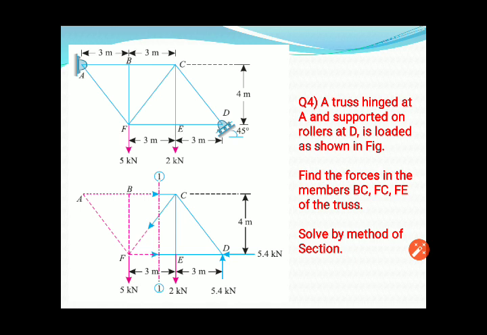Similarly, this is for you only for practice. A truss hinged at A and supported on a roller at B is loaded as shown in the figure. Find the forces in the members BC, FC and FE. So you can pass a section line 1-1 which passes through 3 of the members. You can consider the left or right side of the portion and you can solve. So the first step is common for both methods: you have to find the support reactions. If only a cantilevered truss is there, no need to find the support reactions. You can consider from the free end only. Thank you.